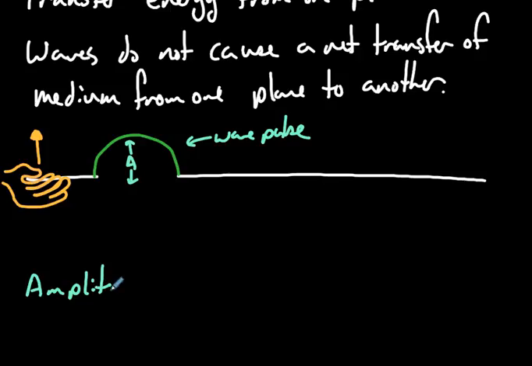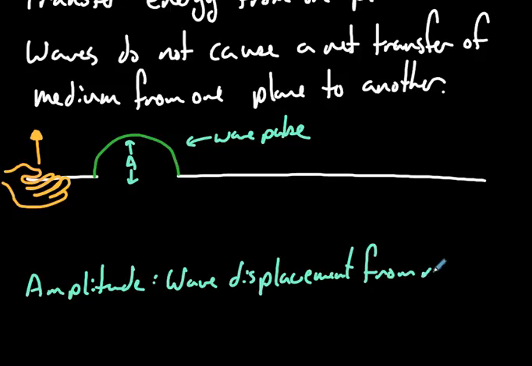This is the amplitude of the wave pulse. And this is the wave displacement from neutral. Amplitude is always measured from the neutral position. We might actually have a wave pulse that looks like this.